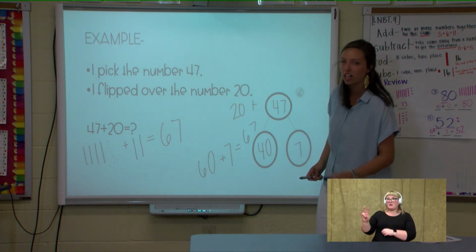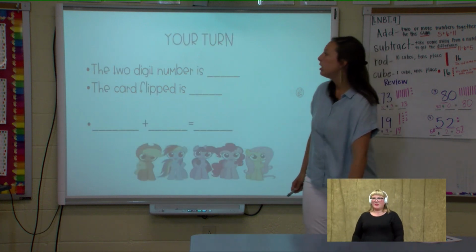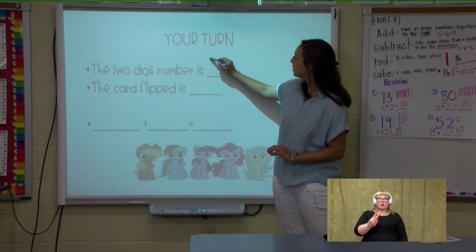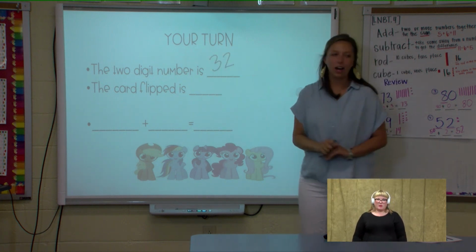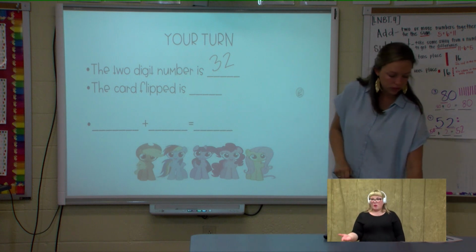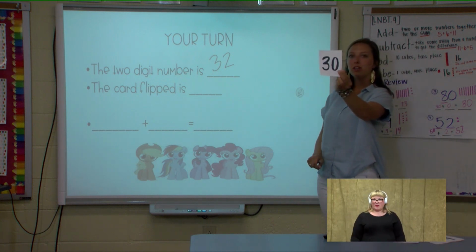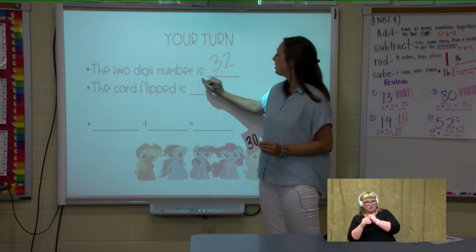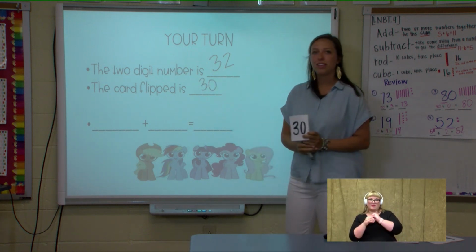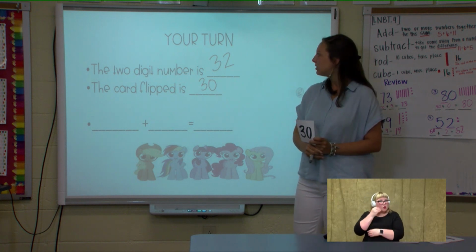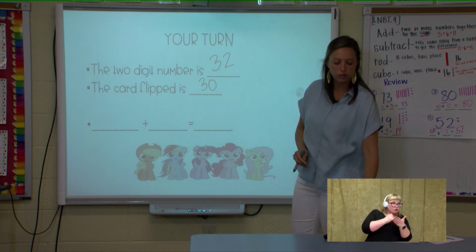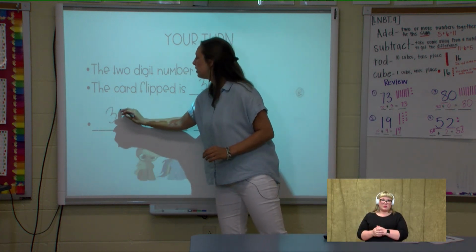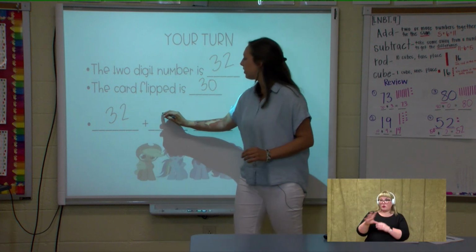All right, it's your turn. The 2-digit number is 32. I'm going to flip over a card. Now you have the number 30 that you're adding to it. Try to fill in this equation at home. You can draw it out or use your fingers for rods. Our equation is 32 plus 30.